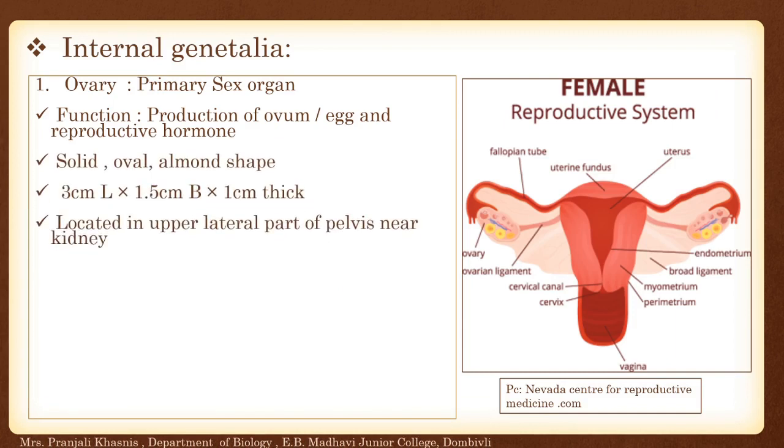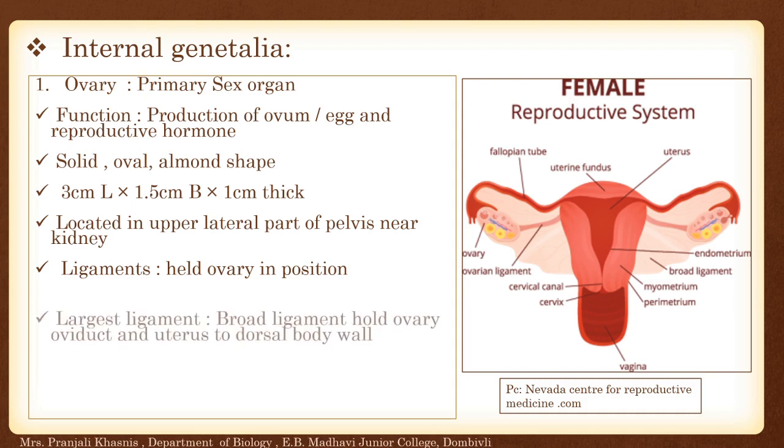Ovary first is the female gonad, a primary sex organ. Its function is the production of ovum and reproductive hormones. It is solid, oval and almond shaped, having a 3 centimeter length, 1.5 centimeter breadth and 1 centimeter thickness, located in the upper lateral part of the pelvis near the kidney, and ligaments hold the ovary in the correct position.